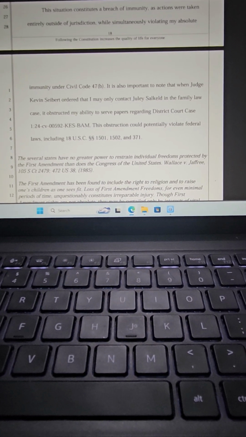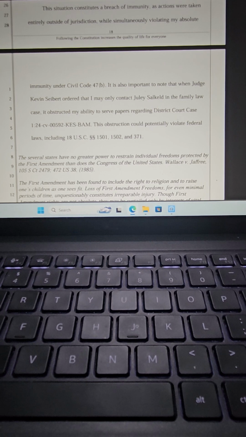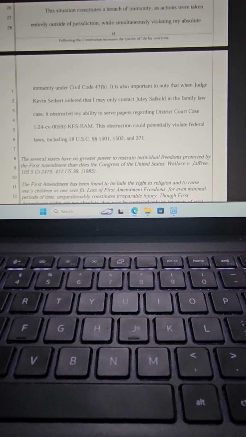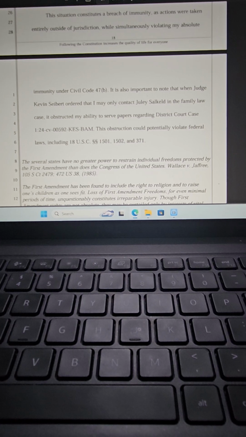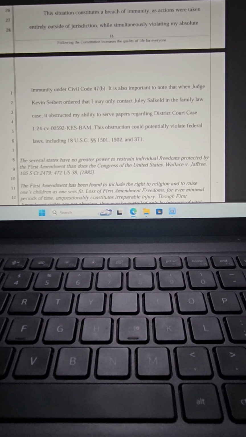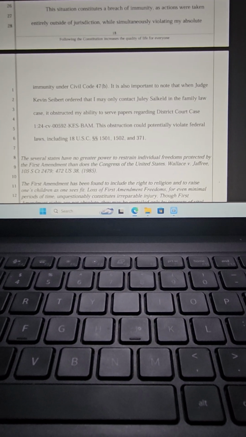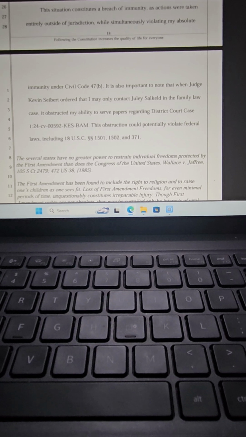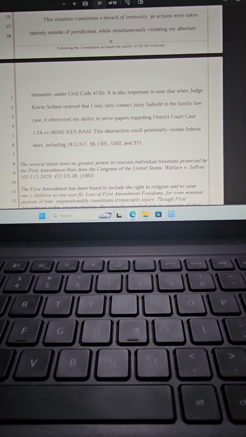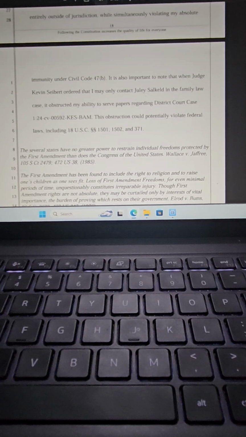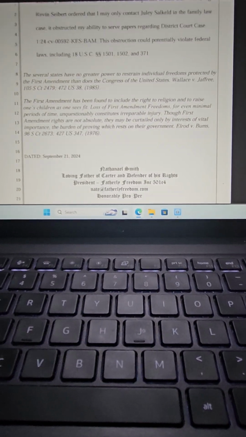And it is also important to note that when Judge Kevin Siebert ordered that I may only contact Julie Sockeld in a family law case, it obstructed my ability to serve papers regarding the district court case 124 CV 592 KES BAM, that this obstruction could potentially violate federal laws, including 18 U.S.C. 1501, 1502, and 371. Then I added this. I always add little footnotes in there.